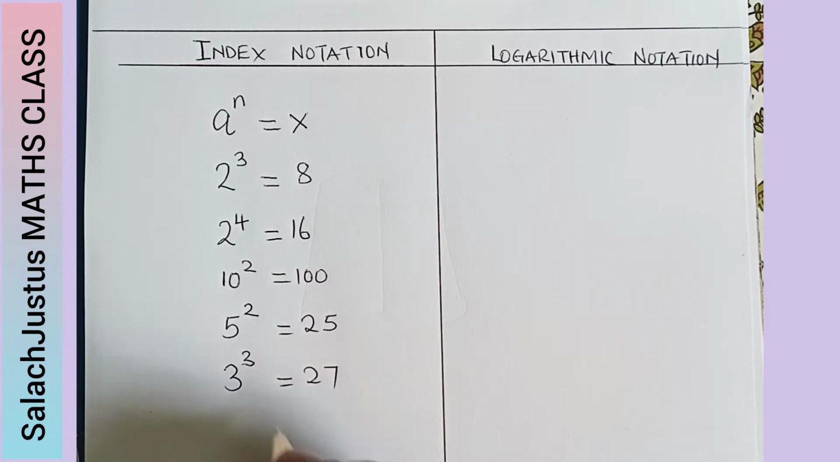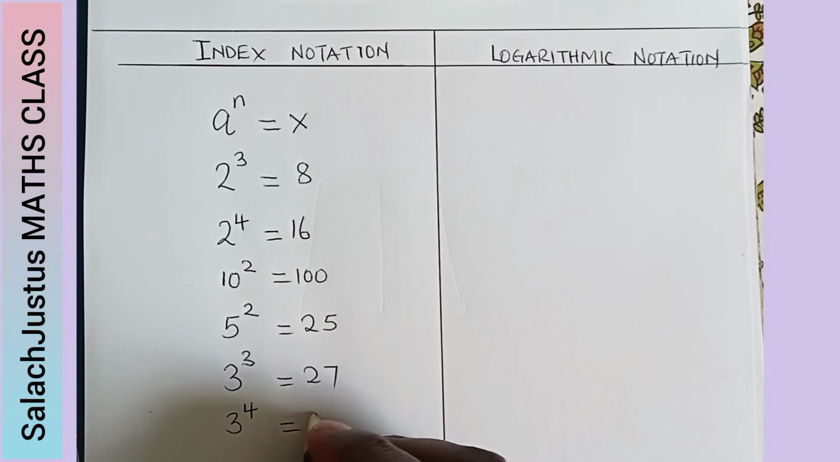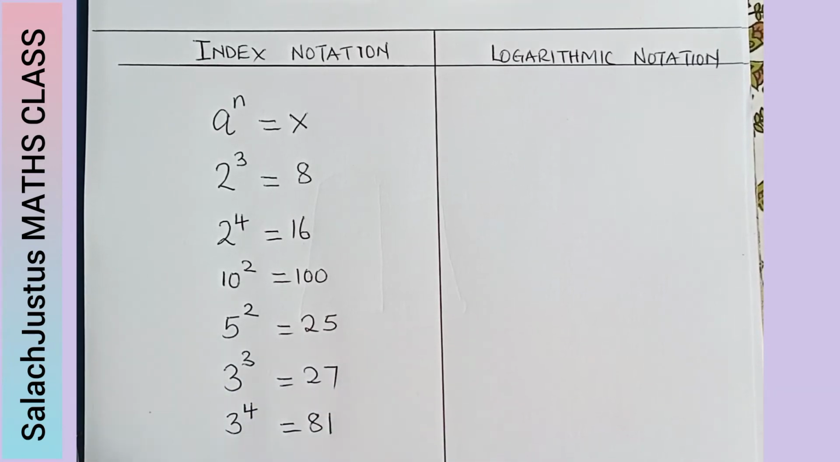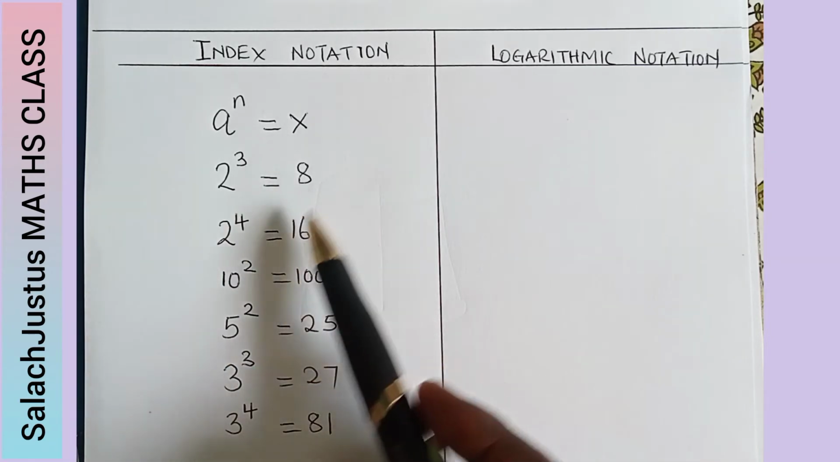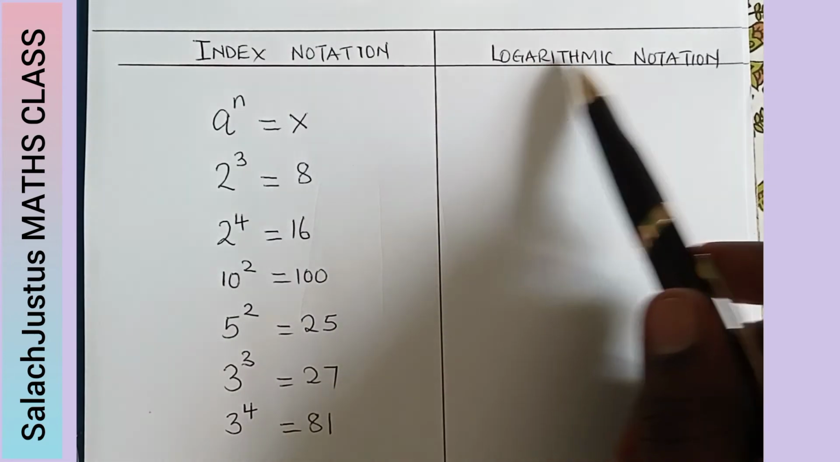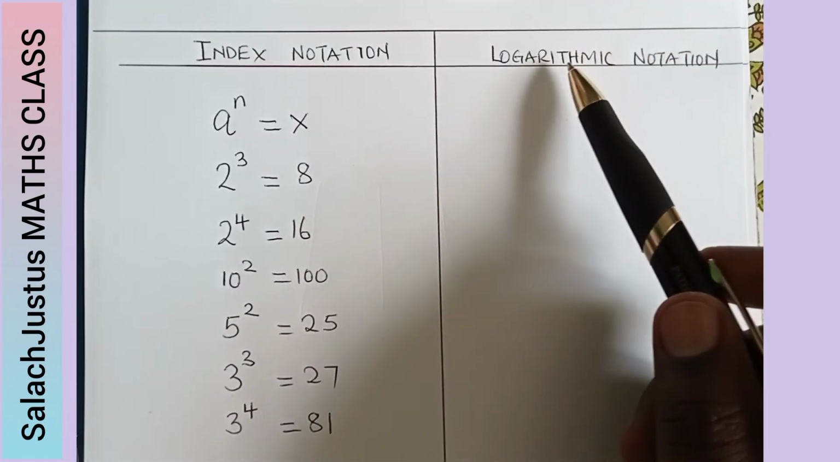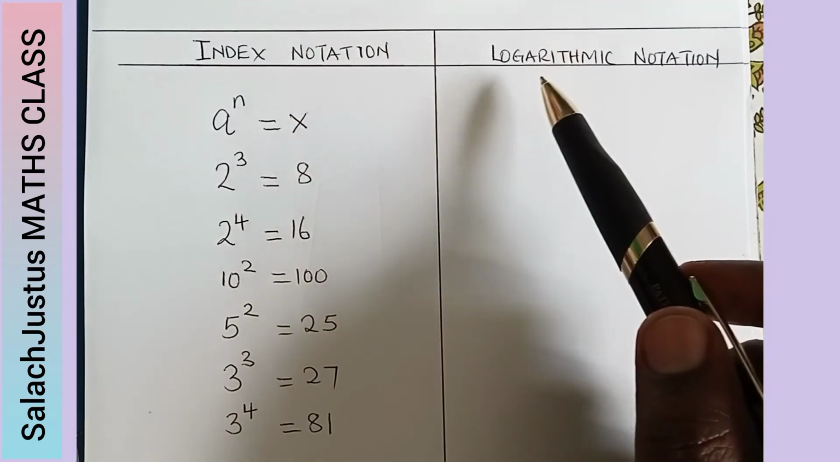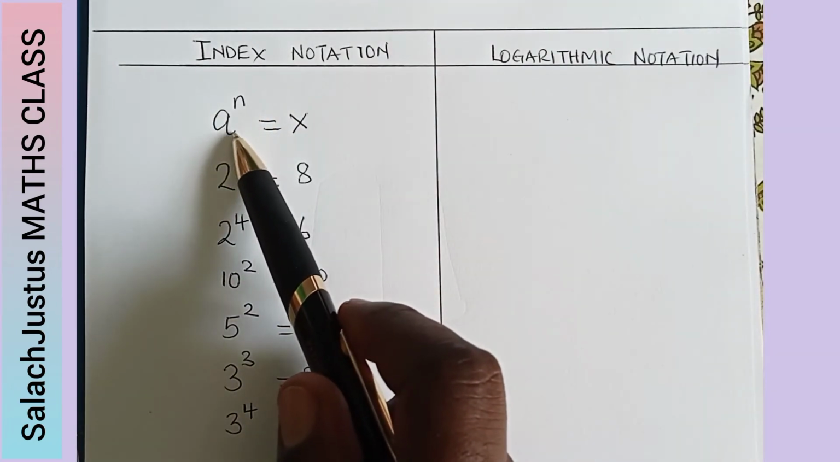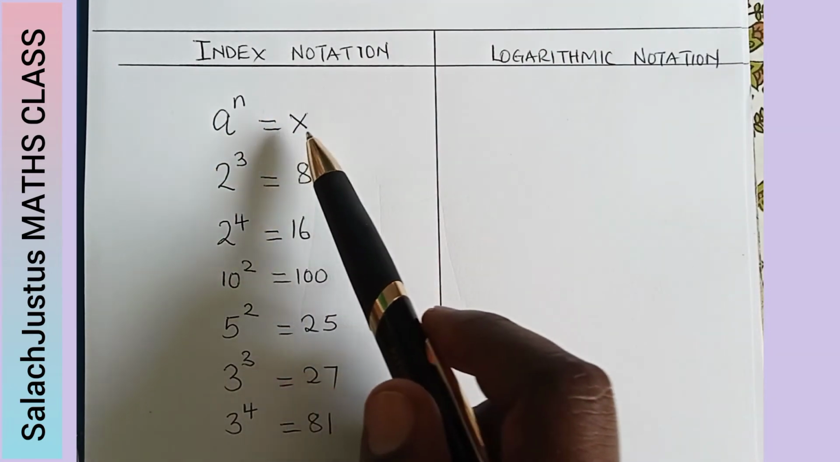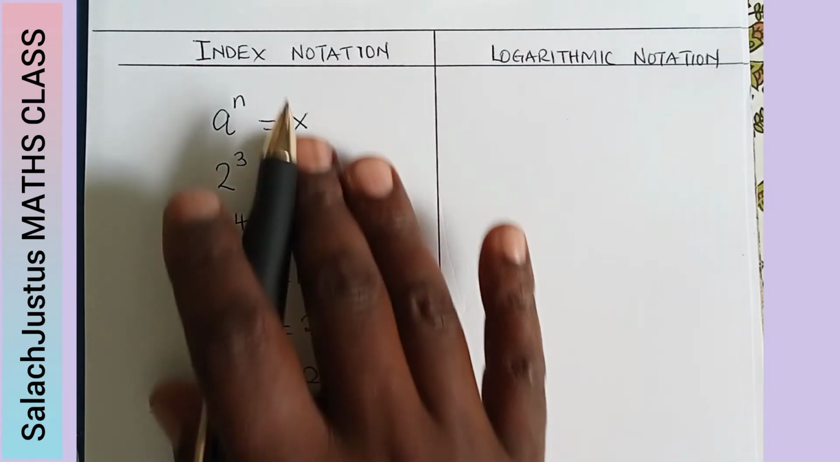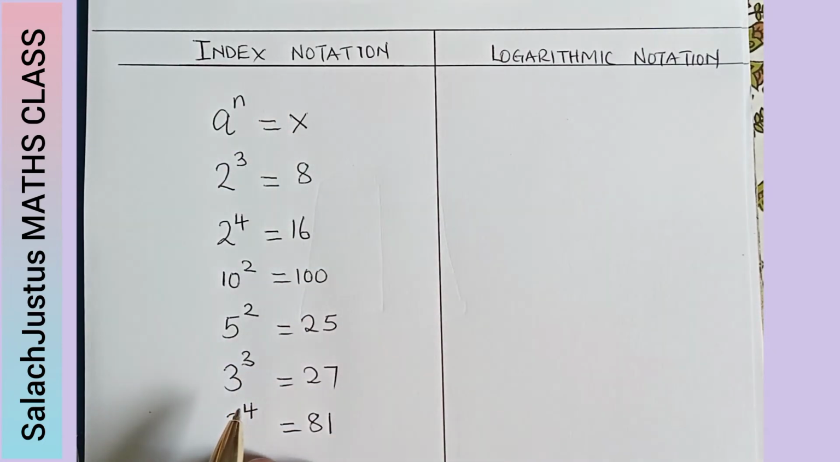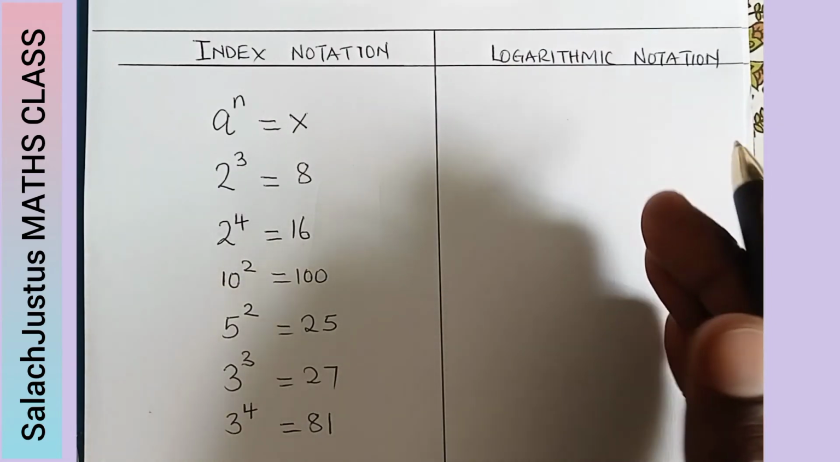We can add maybe one more. 3 raised to power 4 is 81. Therefore, 81 to base 3 is 3 raised to power 4. Let's now convert our numbers on the left hand side into logarithmic notation. Let's remember that a logarithm of a number comes from a number raised to a certain power. So let's follow so that we can write these numbers on my left in logarithmic notation.